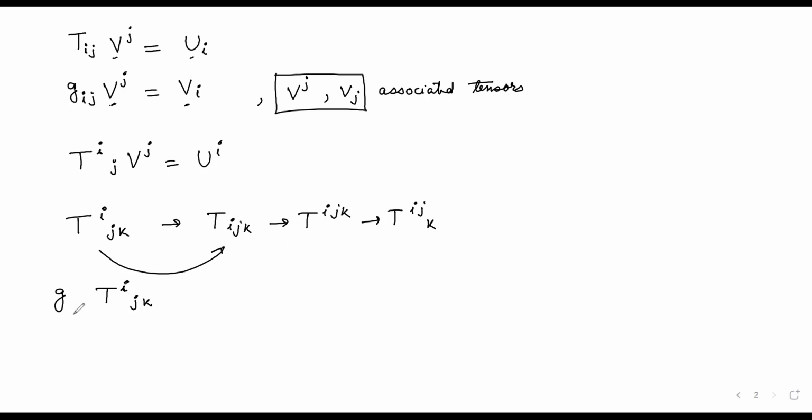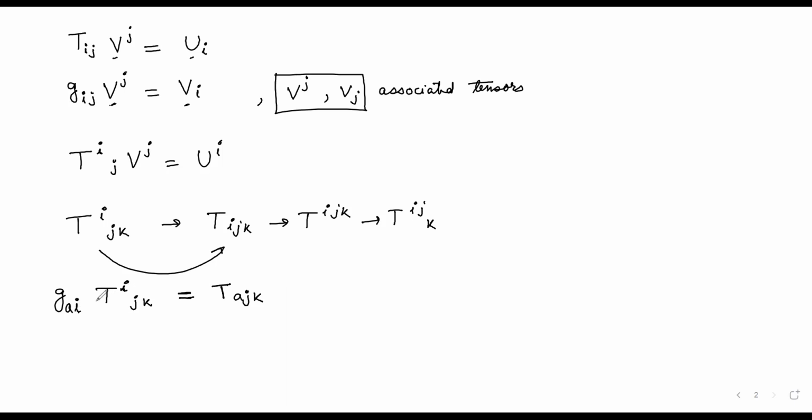So A I. See which index is repeated? The index I is repeated and it is summed over. So this will give us, this is equal to T I, this I will be replaced by A, J K. Okay, so this is how you lower an index.